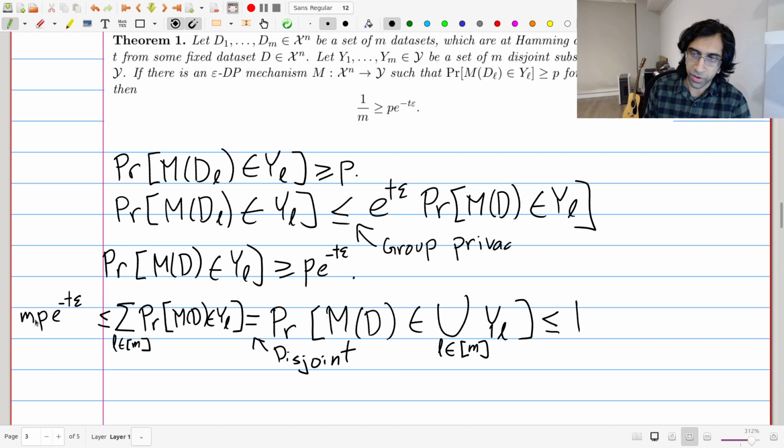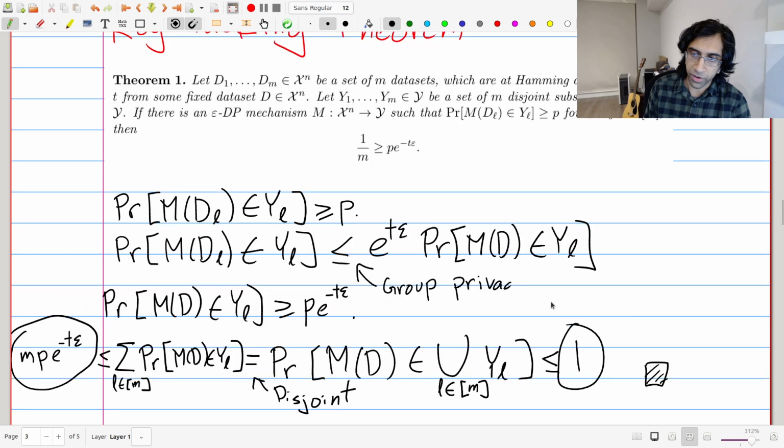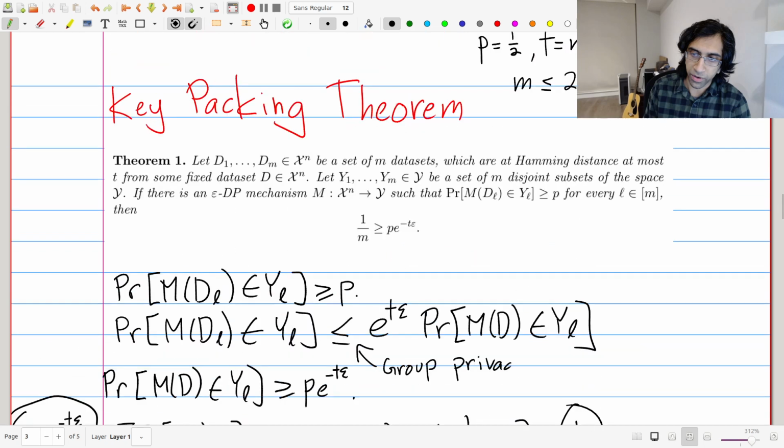If you take a look at the left-hand side and the right-hand side, and you just divide both sides by m, then you have exactly this relationship that we have here. That's it. So this is the key packing theorem, as I'm going to call it. So okay, that's the packing theorem. Now let's see how we use this theorem.